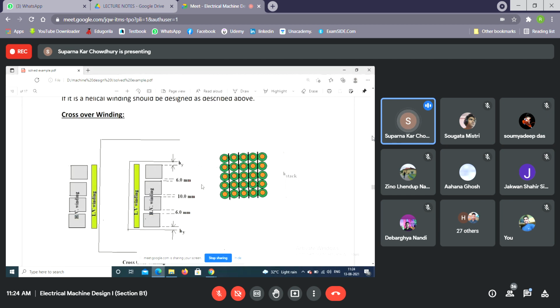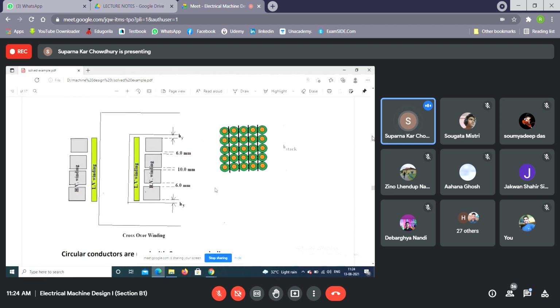Now for the crossover winding, that is if your current is less than 45 ampere and voltage is greater than 11 kV, we will go for the crossover winding. Now for crossover winding, we use circular conductor. It is used with circular conductor.